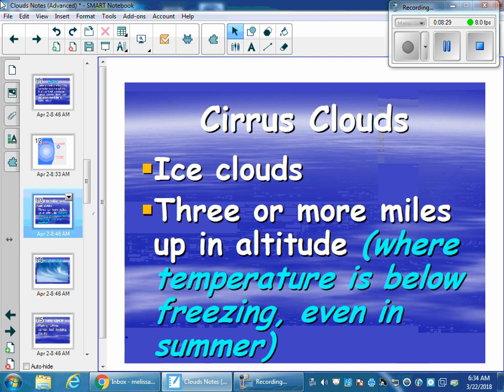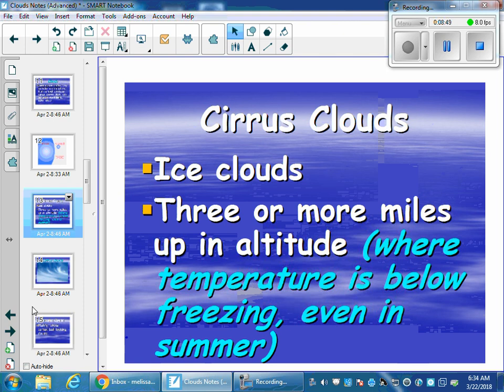There are 3 main types of clouds that we're going to talk about, and then we're also going to look at some examples of some special types of clouds. So cirrus clouds, these are ice clouds. These ones are 3 or more miles up in altitude, and this is where temperature is below freezing even in summer, so they're always ice.